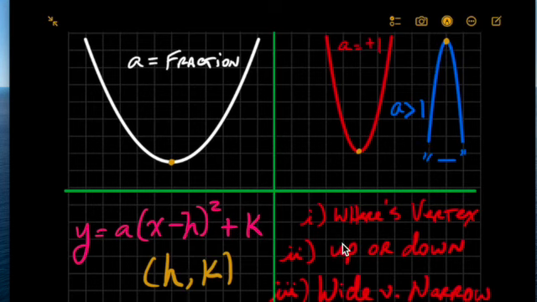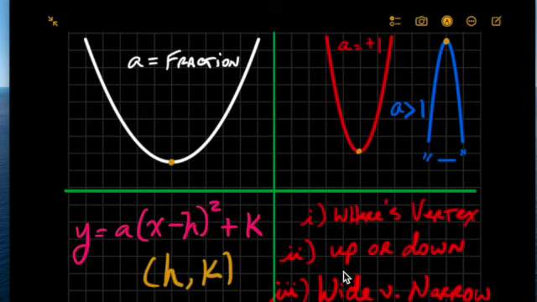The second thing is whether or not the parabola is facing up or down. So if this a value here in the front of the vertex equation is positive, you'll see an upright parabola like the red and the white one shown here. However, if the a value is negative, that parabola is flipped upside down.